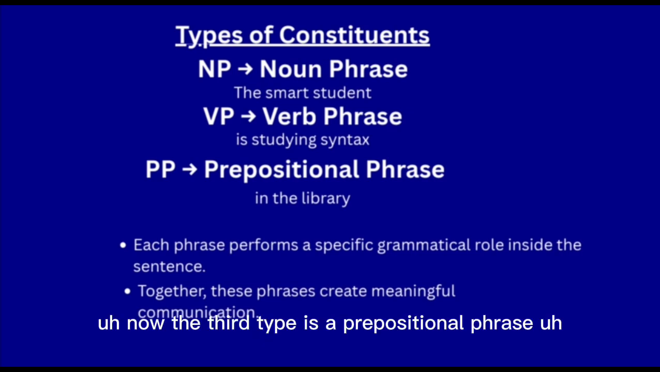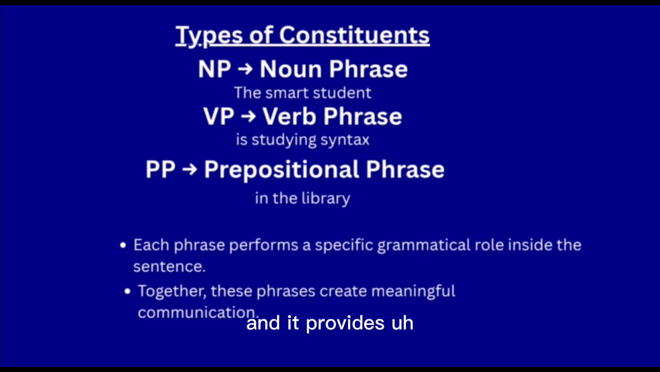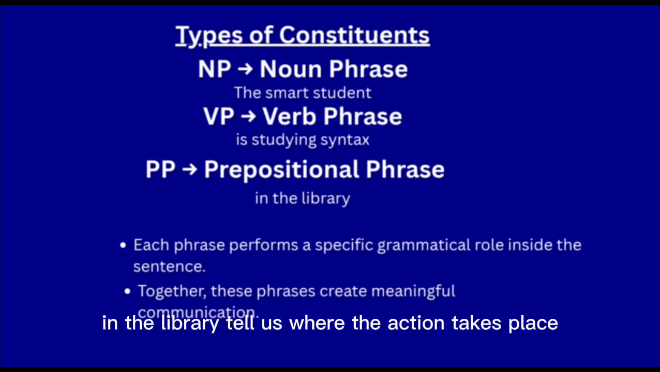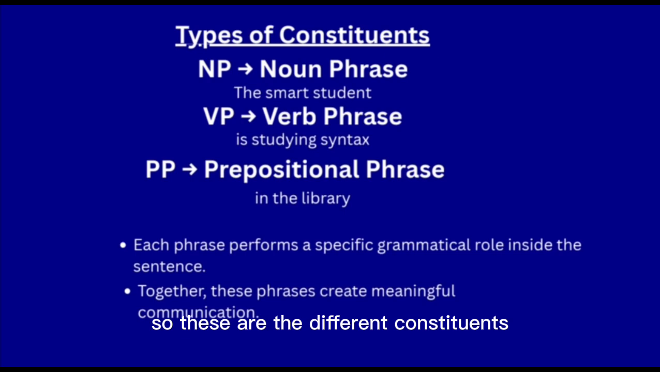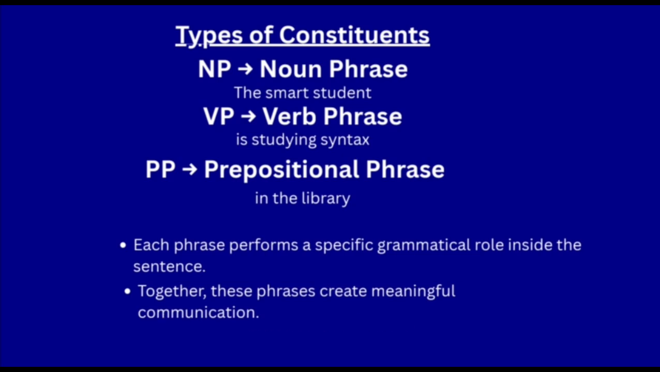Now the third type is a prepositional phrase. So a prepositional phrase begins with a preposition and it provides additional information, like in the library. In the library tells us where the action takes place. So these different constituents work together to create meaningful and grammatically correct sentences.